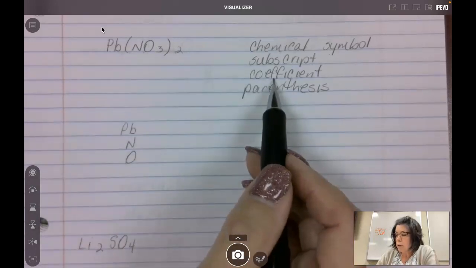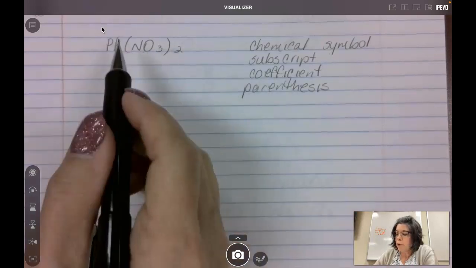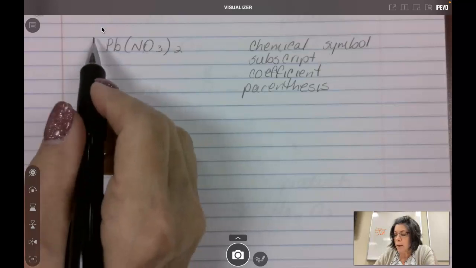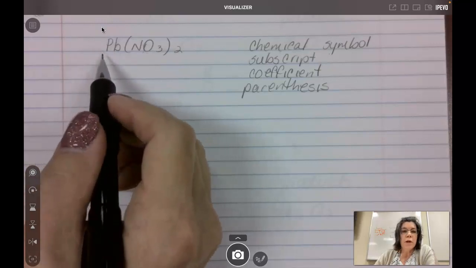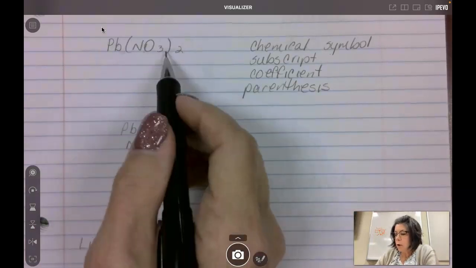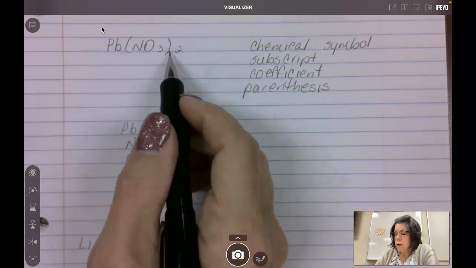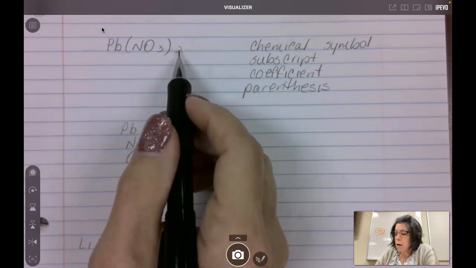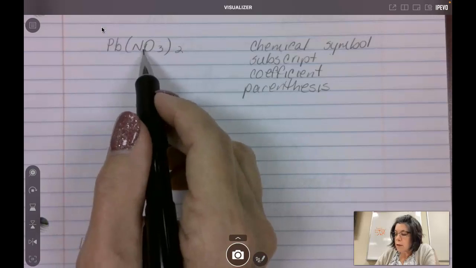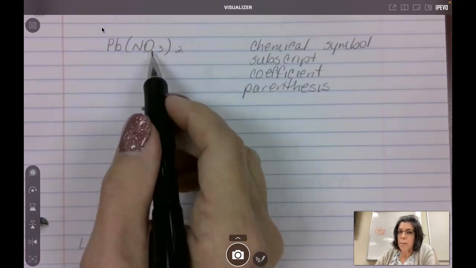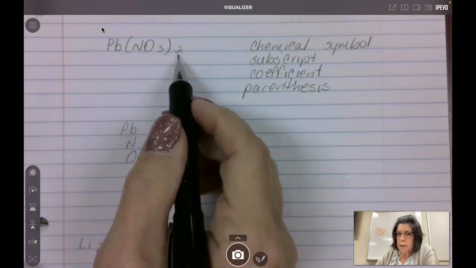Your coefficient would be a number that's in front of the chemical symbol. So if I put a 2 here for the Pb, that would be the coefficient here. There's nothing there, so it's understood to be 1. Parentheses right here simply means that if there's a number behind it, then you will multiply each of this by the subscript. So there is nothing here for nitrogen, so it's understood that it's a 1. And then we have 3 atoms of oxygen. And so in just a moment, we're going to multiply that number by 2.